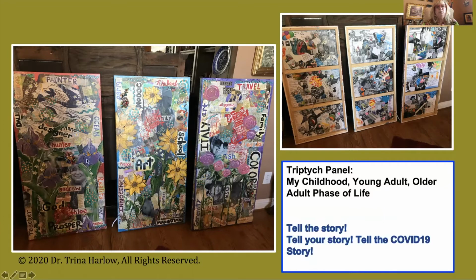The red one represents being a young woman, and the irises and all of the representations there represent that phase of life when I was getting married and having children and all those sorts of things. And then the purple one represents my phase of life right now as an older woman, and things going on in my life right now.